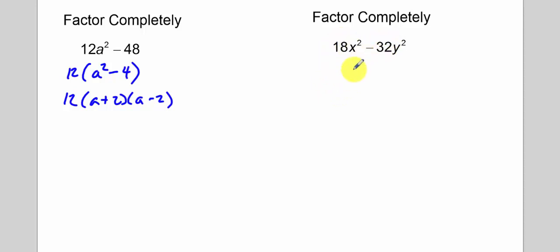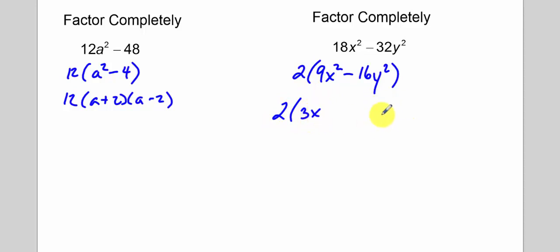18 and 32, I look to see what's in common there. It's probably only a 2, so I factor that out. I'm left with a 9x squared and a 16y squared. 9 and 16 are both perfect squares, so again, I hit 3x, 3x, 4y, 4y. It's a difference of squares, so plus and minus, and I'm done.